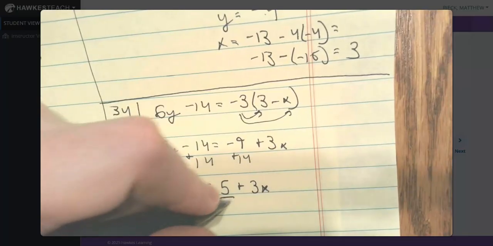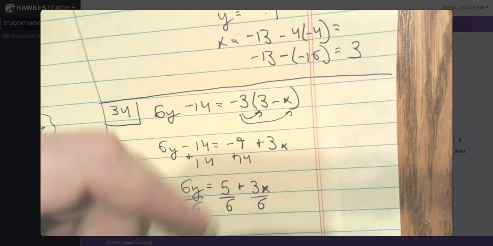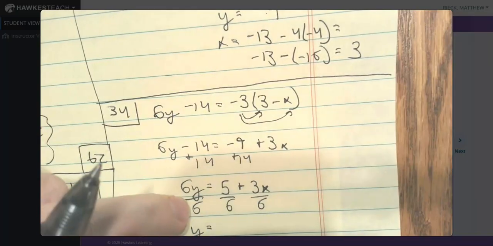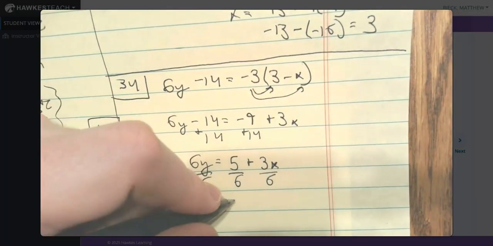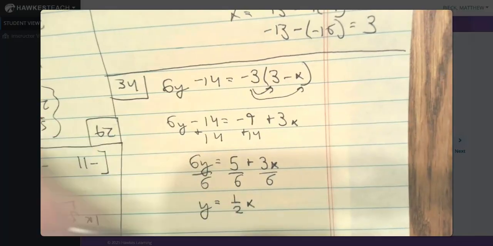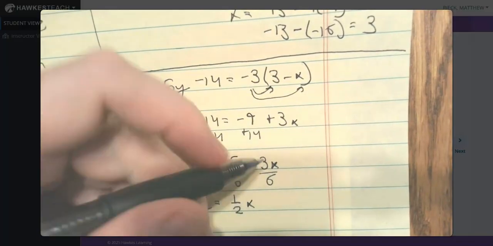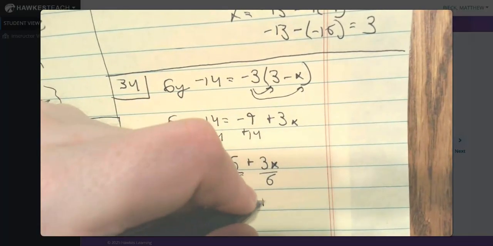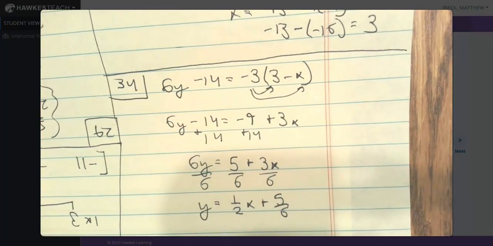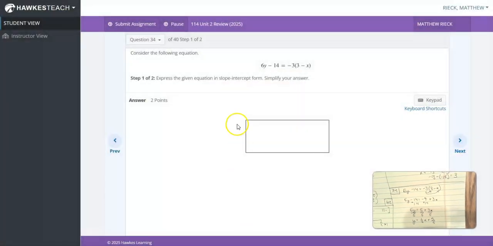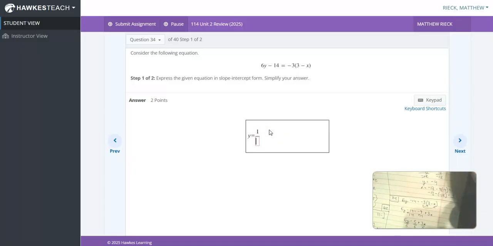Then we can divide everything by 6, so we end up with y. Most of the time we have the x part listed first, so I'm going to do that. 3/6 is the same as 1/2, dividing top and bottom by 3, plus 5/6. So y equals 1/2 x plus 5/6.